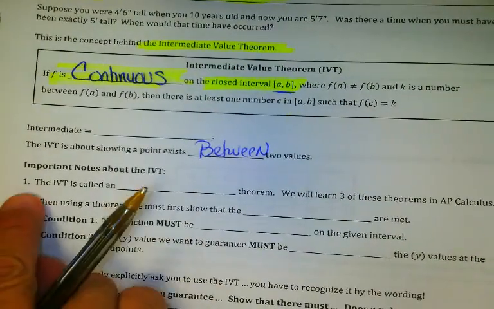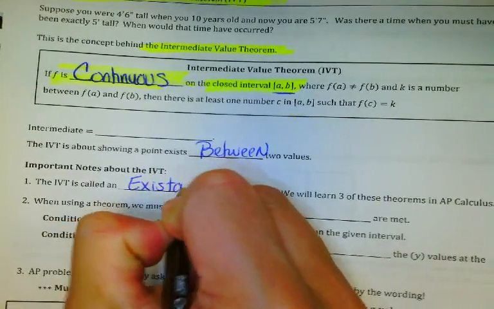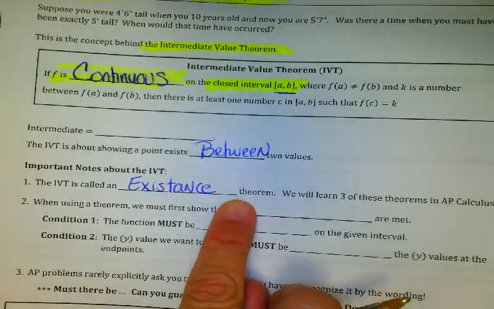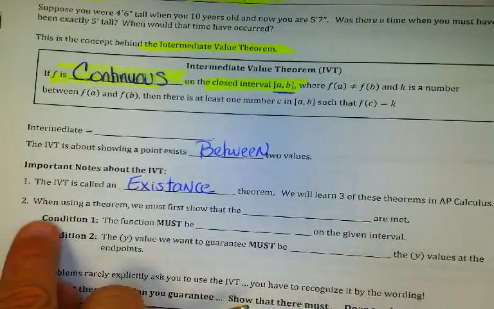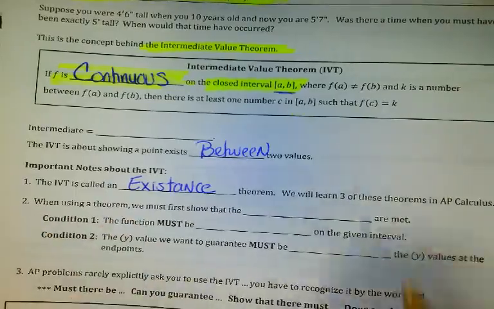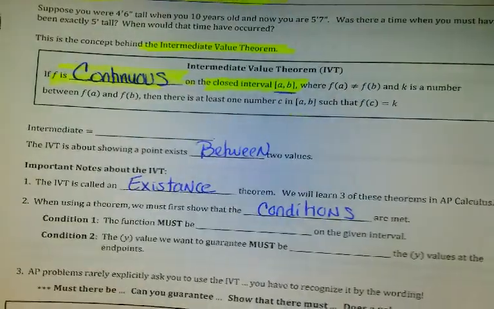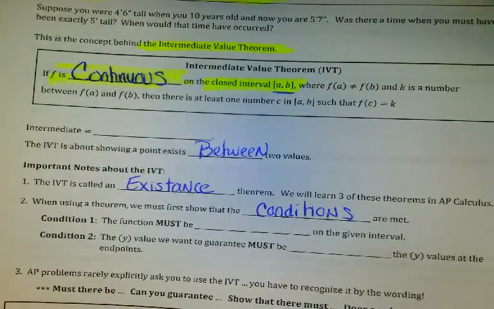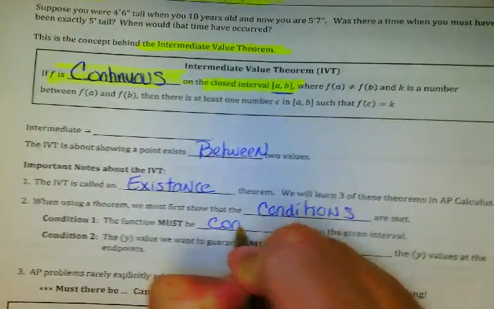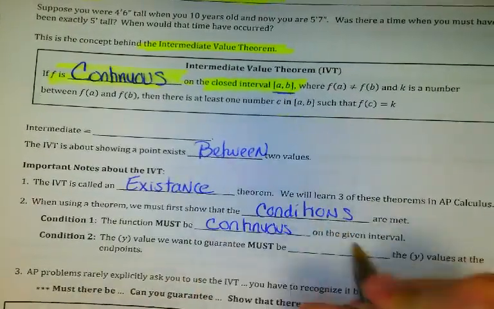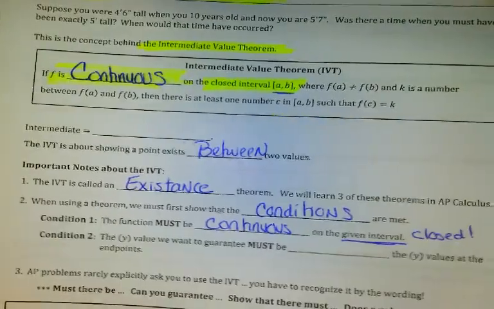Important notes about the IVT. The IVT is called an existence theorem. We'll learn 3 of these theorems in AP Calc, 2 really big main ones. When using a theorem, we first must show that the conditions are met. So the first condition is that the function must be continuous on the given closed interval. I'm just going to make a note again. It has to be a closed interval.